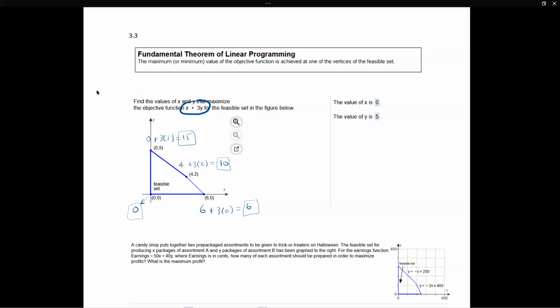But 15 is the winner, where the maximum is. If that's the case, then x is 0 and y is 5. So this is the idea. You'll be looking for a feasible set. If you watch the previous video, you'll figure out how to graph these feasible sets. Once you graph it and have these edges and vertices, you find the values and compare.